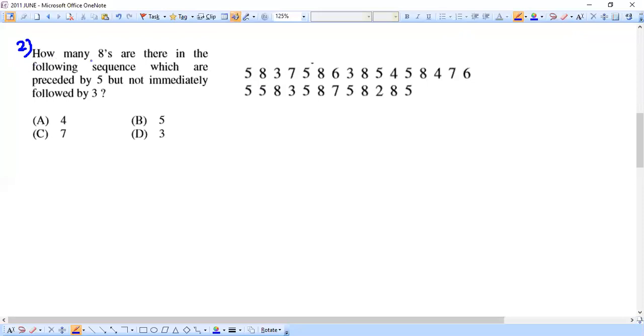Here, how many eights are there in the following sequence? The sequence is available here on the right-hand side. I've just pasted the sequence of numbers there. So how many eights are there in the following sequence, which are preceded by 5 but not immediately followed by 3?